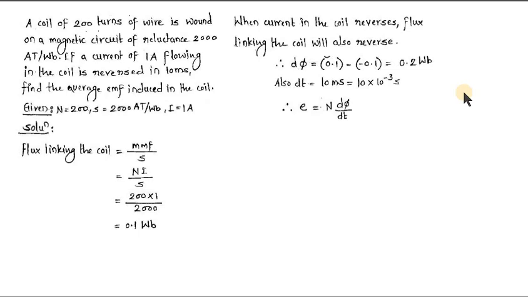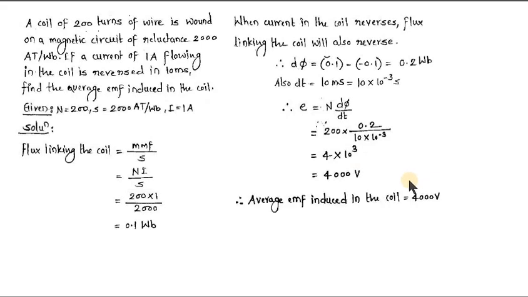So E we know can be given as E is equal to N d phi by dt, where N was already known as 200 and d phi is now calculated to be 0.2, and dt is 10 milliseconds. So what we ultimately get is 4 into 10 raised to 3 volts, or 4000 volt. So the average EMF induced in this coil is 4000 volt.